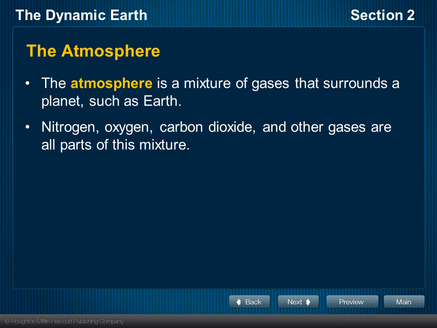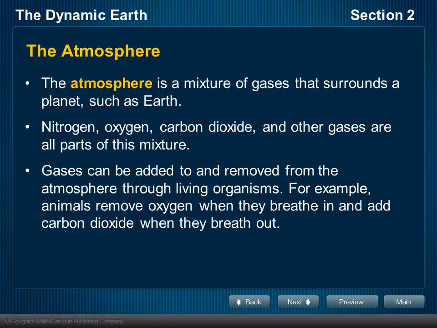So as I was saying, different planets have different atmospheres made up of different mixtures of gases. We're going to specifically look at the atmosphere of the Earth. And the three main gases that we talk about are nitrogen, oxygen, and carbon dioxide. Those by no means are the only gases. There are lots of other gases in very small percentages, but those are the three main ones.